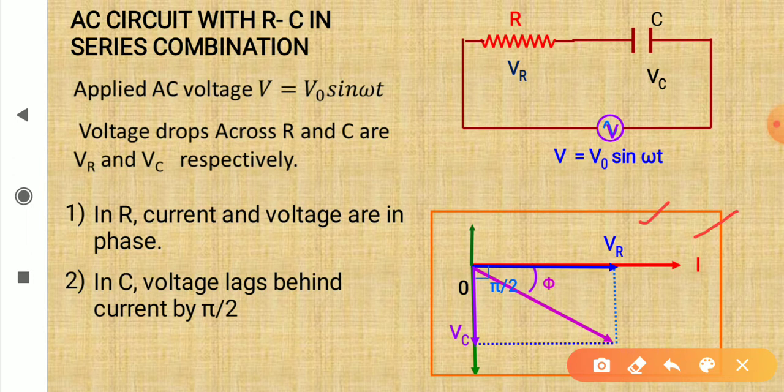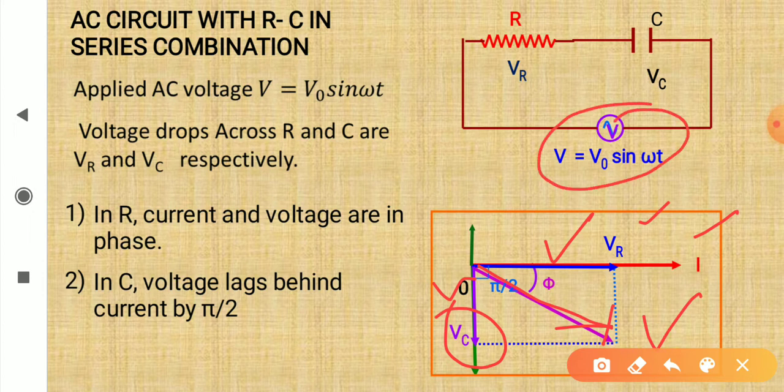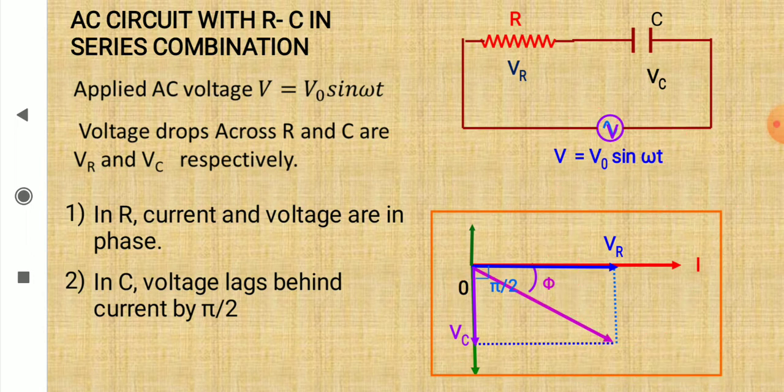Voltage and current in resistance, and for capacitor the voltage is lagging behind by pi by 2, and now vector sum of VR and VC will be along this direction. This is the net EMF or net AC voltage in the circuit, and this is the phase difference between current and voltage in the circuit.